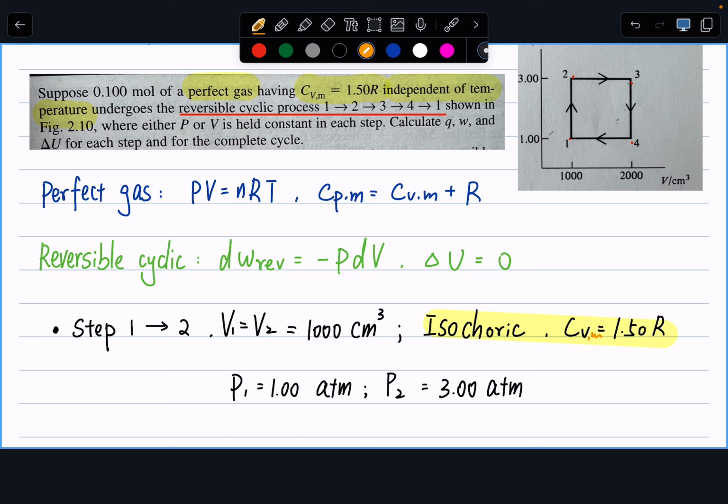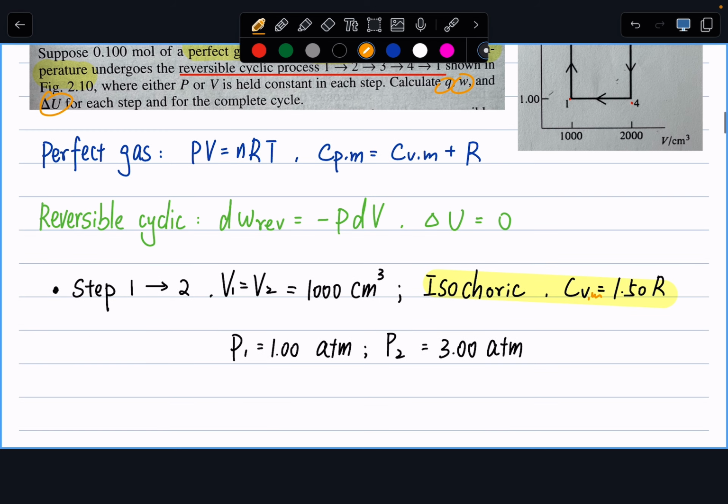So several things you can instantaneously grasp. It's asking us for Q, W, and delta U. In this process, since my volume is not changing, my work reversible, 1 to 2, equals negative integral of PdV. My volume is not changing, so my work must be 0.